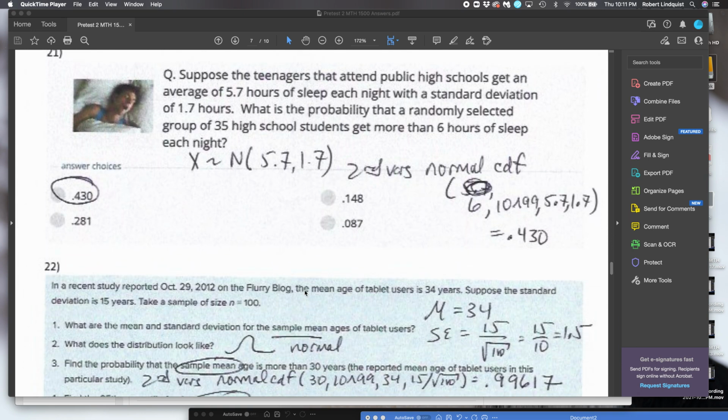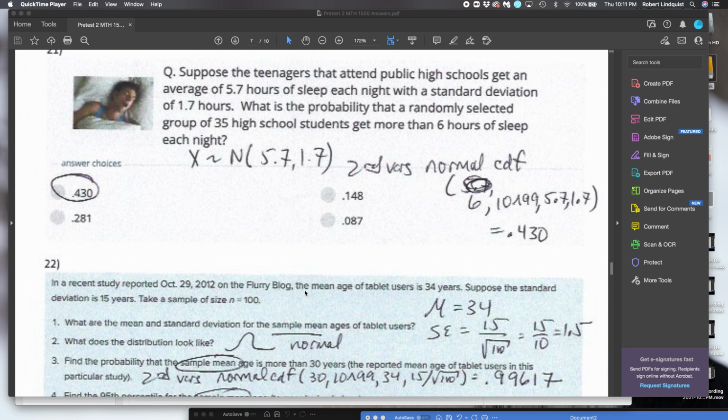Suppose teenagers that attend a public high school get an average of 5.7 hours sleep each night with a standard deviation of 1.7 hours. What's the probability a randomly selected group of 35 high school students gets more than 6 hours sleep each night? Okay.